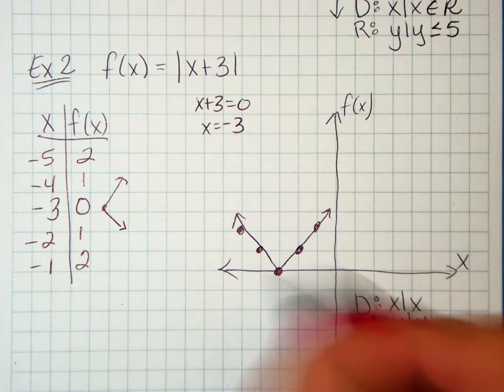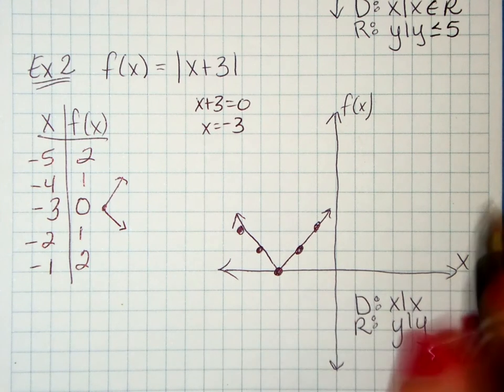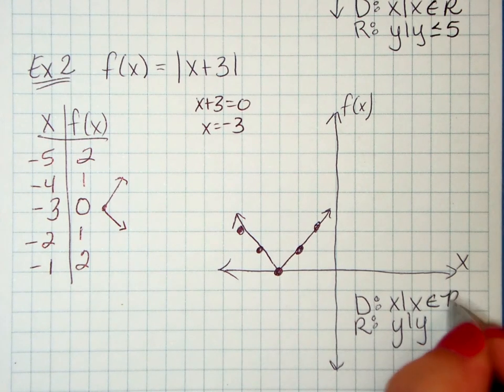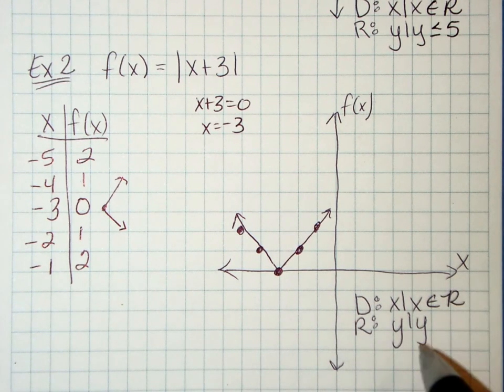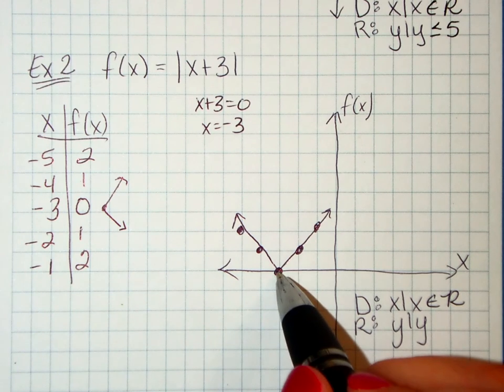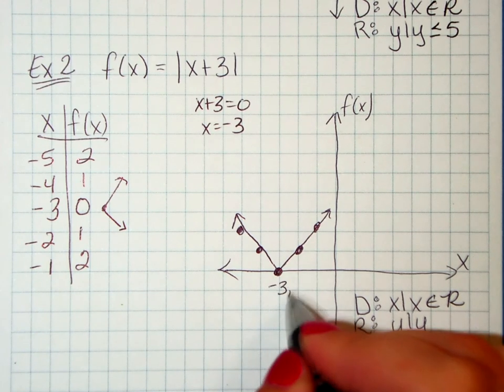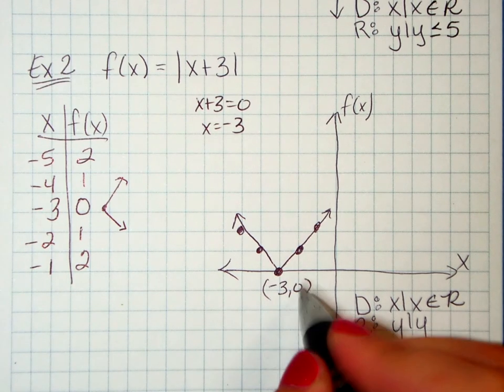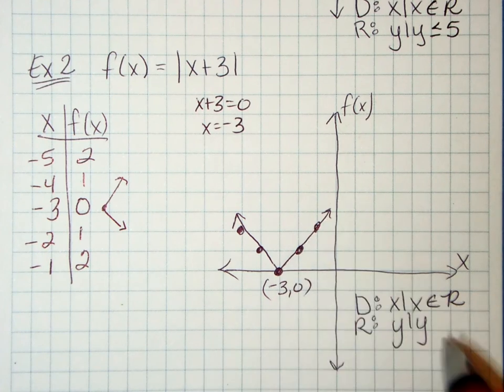Okay. Again, right, left, no gaps, so your domain is all real numbers. Your y's, this is my lowest y. This is -3, 0. So at 0, and then the rest are higher. So it's going to be greater than or equal to 0.